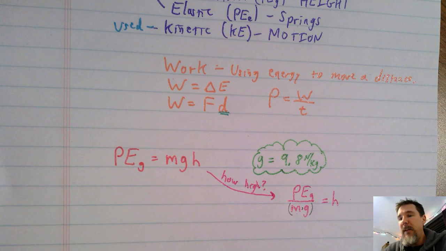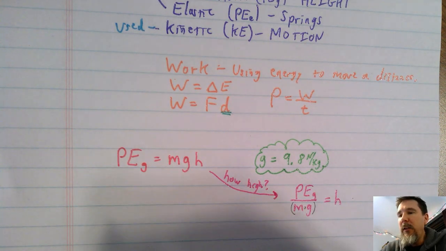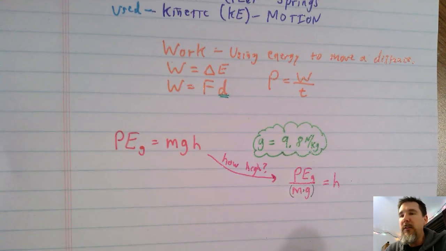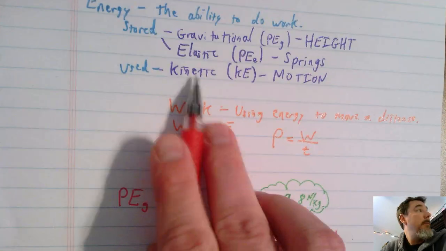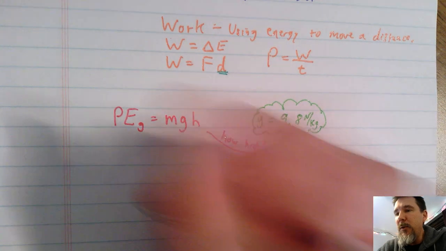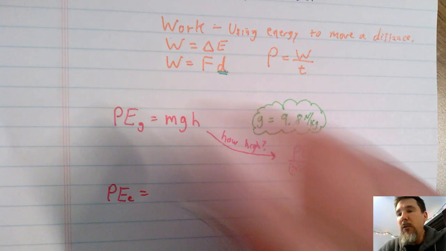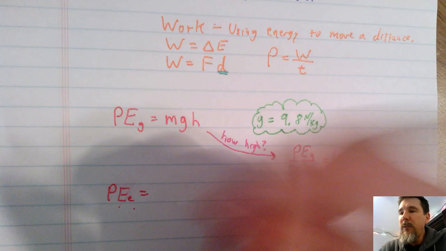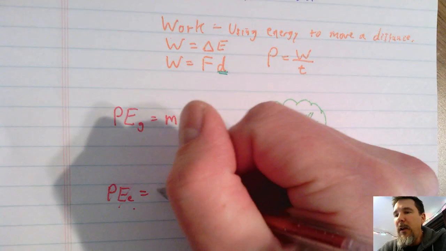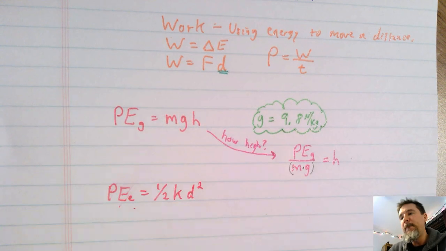All right, that said, the second equation is what I have up here: elastic. Going back to my little purple list, elastic potential energy. Once again, this shouldn't be anything new to you, but this is review, so we are reviewing. Potential energy elastic is all about springs, and that is 1/2 times k times d squared.